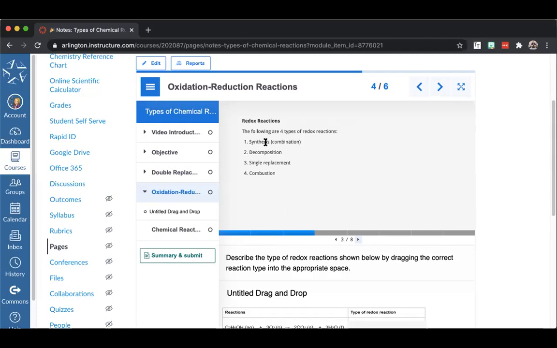So our four basic types that we're going to look at: we have synthesis, also known as combination, we have decomposition, we have single replacement, and we have combustion. We're going to do just like we did on the other one and look at a specific example of each one.